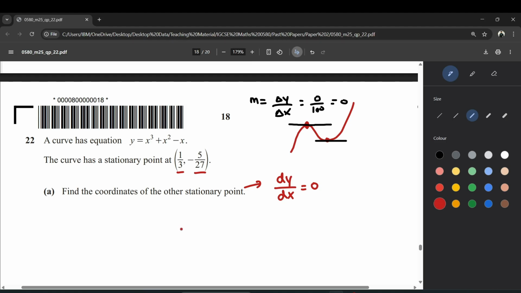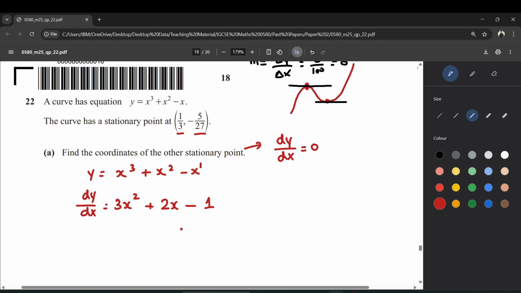So now how do we find the gradient function? We know that y is equal to x cubed plus x squared minus x. So dy/dx is equal to 3x squared. You multiply the power and then subtract 1 from the power. For x squared, you multiply the power with the coefficient, so this becomes 2x, and then you subtract 1 from the power, so 2 minus 1 is 1. And over here you multiply the power with the coefficient, so that will be 1, and you subtract 1 from the power, so 1 minus 1 gives you x to the power of 0, which is equal to 1. Now this is my gradient function. I know that at a stationary point dy/dx is equal to 0. So therefore 3x squared plus 2x minus 1 is equal to 0.